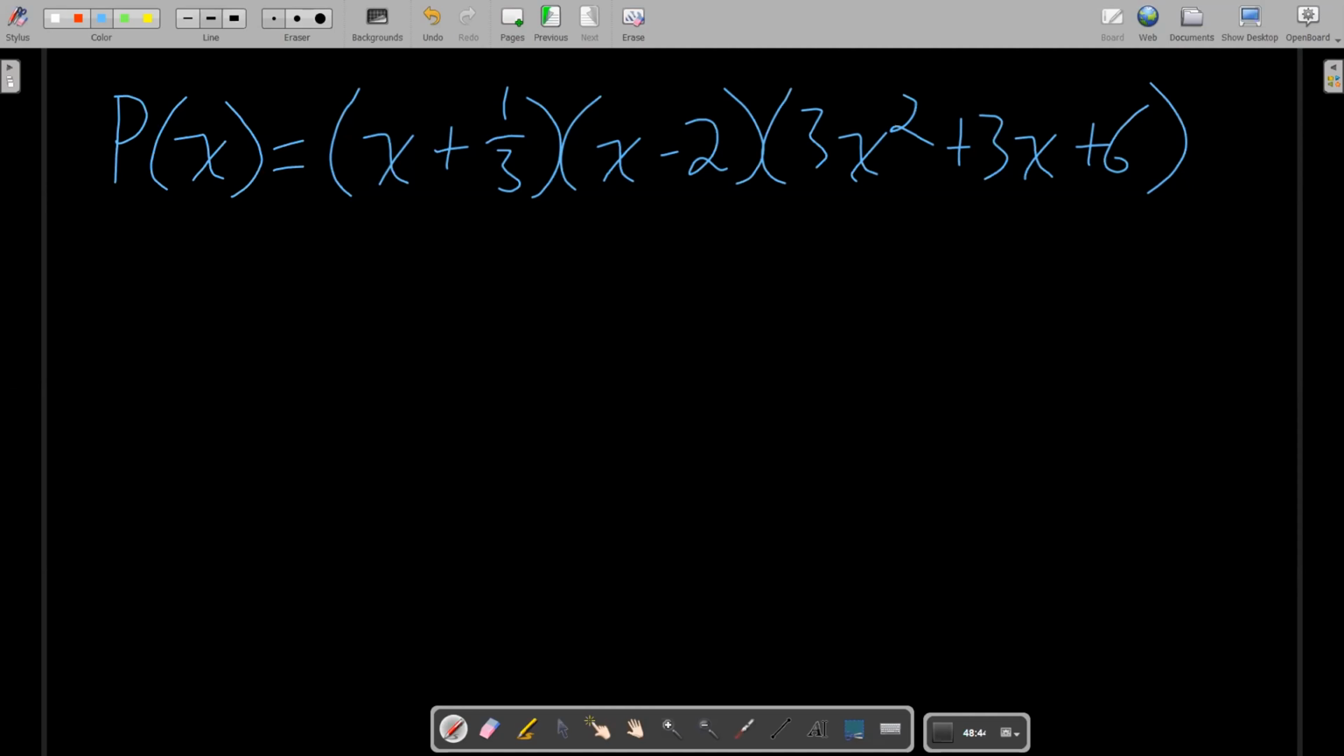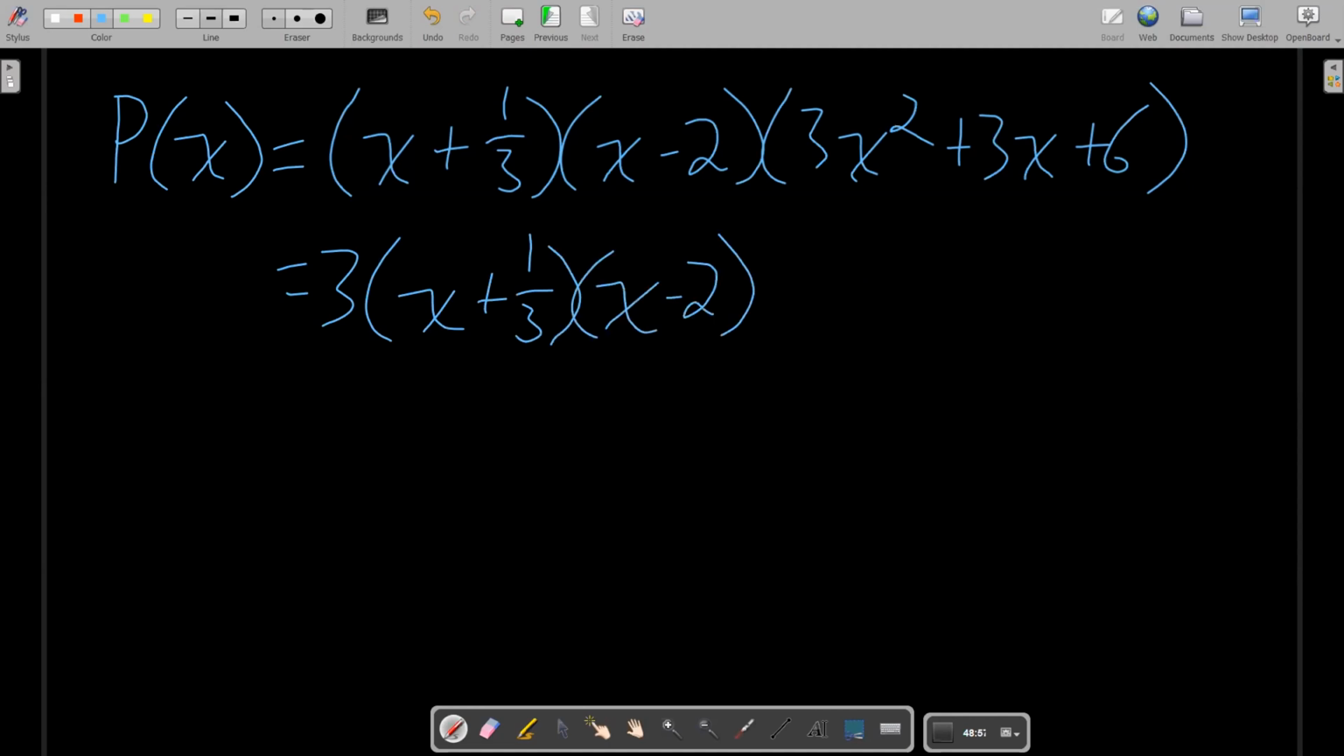Okay. And looking here, looks like I can just go ahead and factor out a 3, right? So I can factor a 3 out. So we're going to go ahead and factor this 3, put it out front. So we'll have x plus 1/3, x minus 2, and we've got x squared plus x plus 2. All right, and that is going to be an imaginary number.